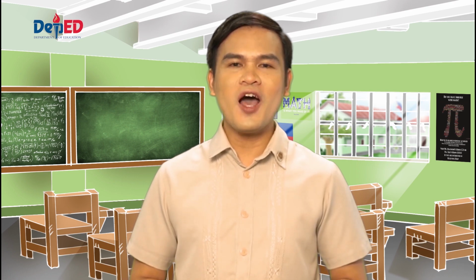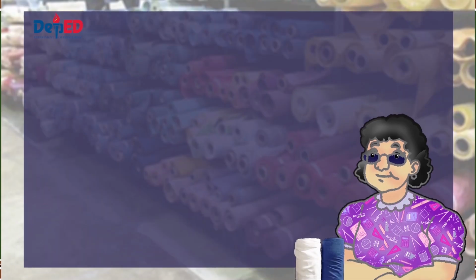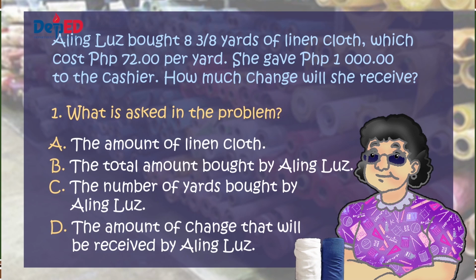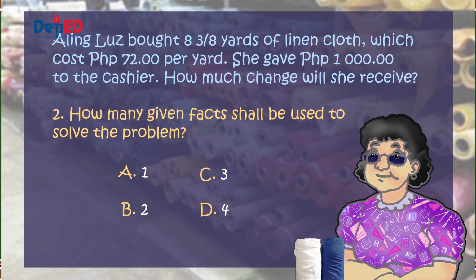Alright, let us check your answer. Aling Luz bought 8 3/8 yards of linen cloth, which cost 72 pesos per yard. She gave 1,000 pesos to the cashier. How much change will she receive? What is asked in the problem? The correct answer is letter D. The amount of change that will be received by Aling Luz. How many given facts shall you use to solve the problem? The correct answer is letter C. 3.